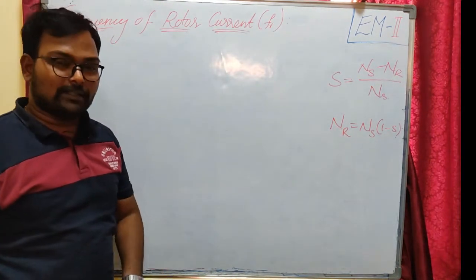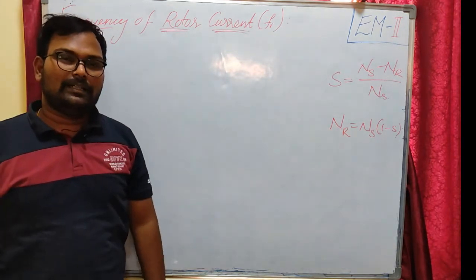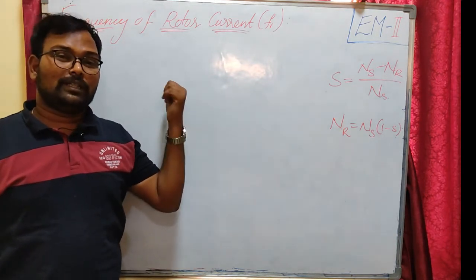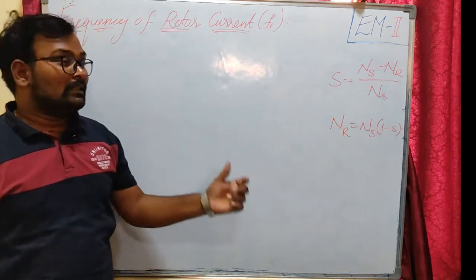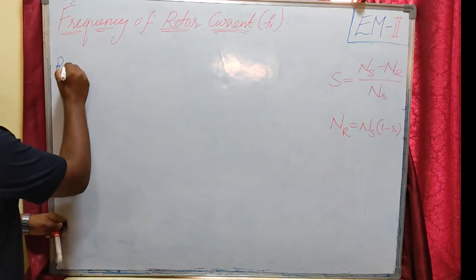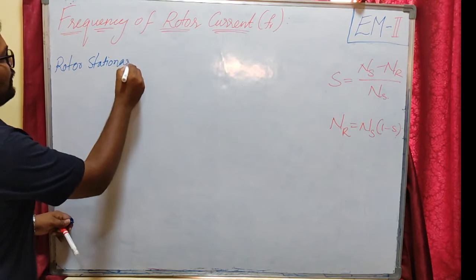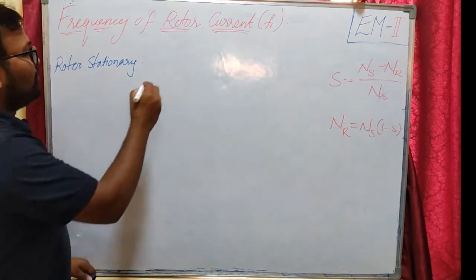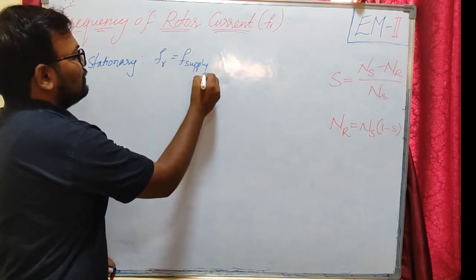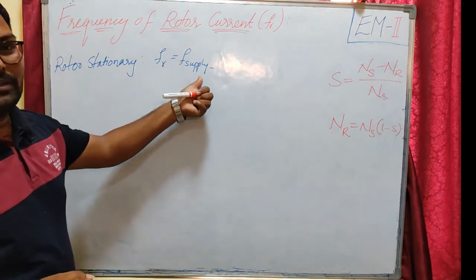So we have another concept, that is frequency of rotor current. That means the induction motor generates current in the rotor circuit, as I already told you. So what is the frequency of that current? Now we are going to discuss it. Initially it is stationary. If the rotor conductor is stationary, what will be the frequency of our rotor current? The frequency of rotor current is equal to our supply frequency. That means at stationary condition of rotor, the frequency of rotor is equal to supply frequency.